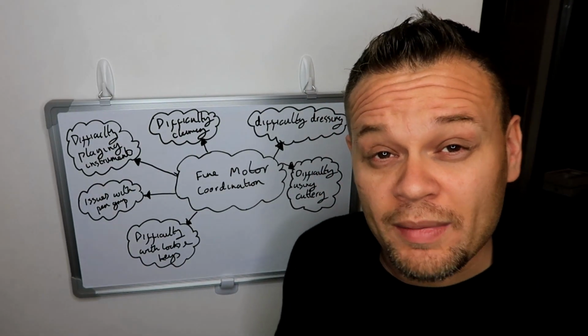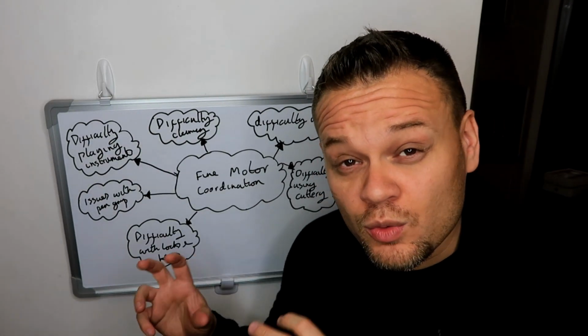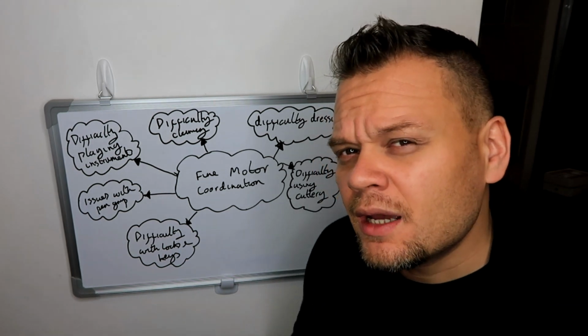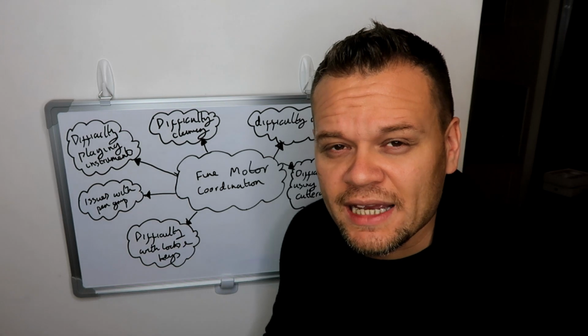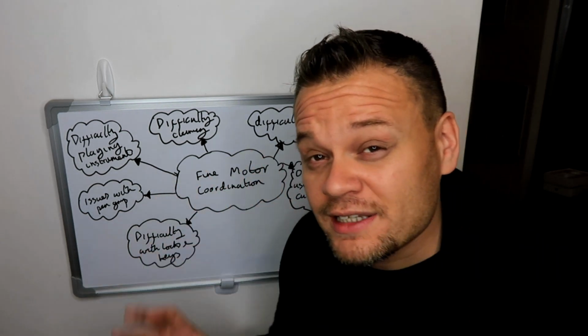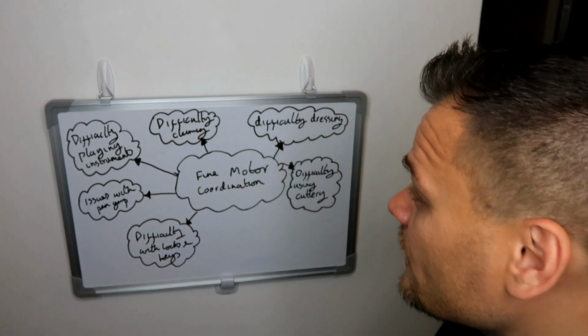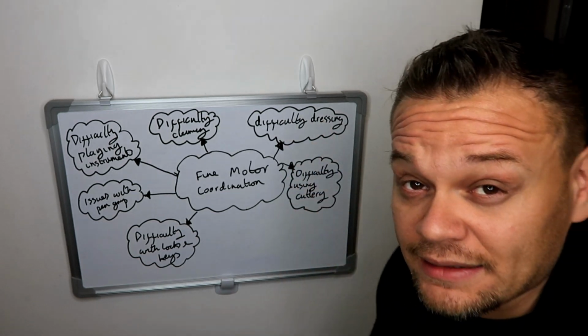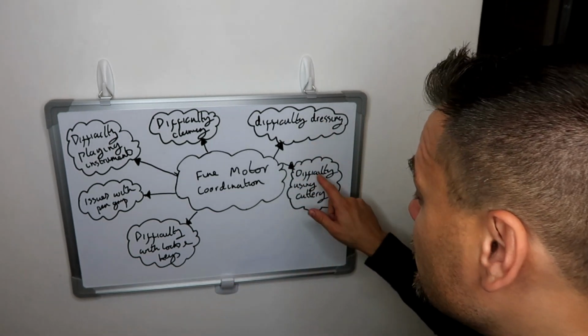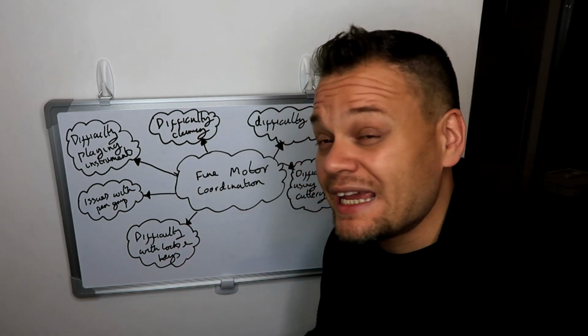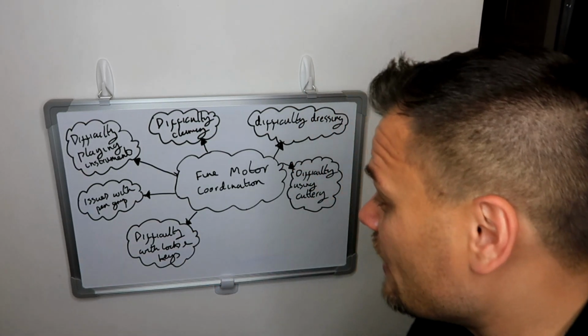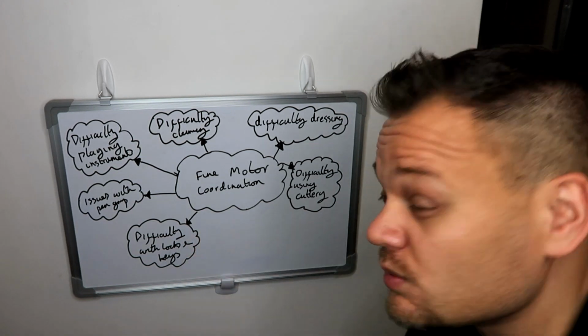Now we're going to talk about fine motor coordination. Again, what do we mean by fine motor coordination within the dyspraxia context? Well, let's look at the various elements of this. We could be talking about difficulty dressing, difficulty using cutlery, difficulty cleaning, difficulty playing instruments, issues with pen grip. And we can be talking about difficulty with locks and keys.